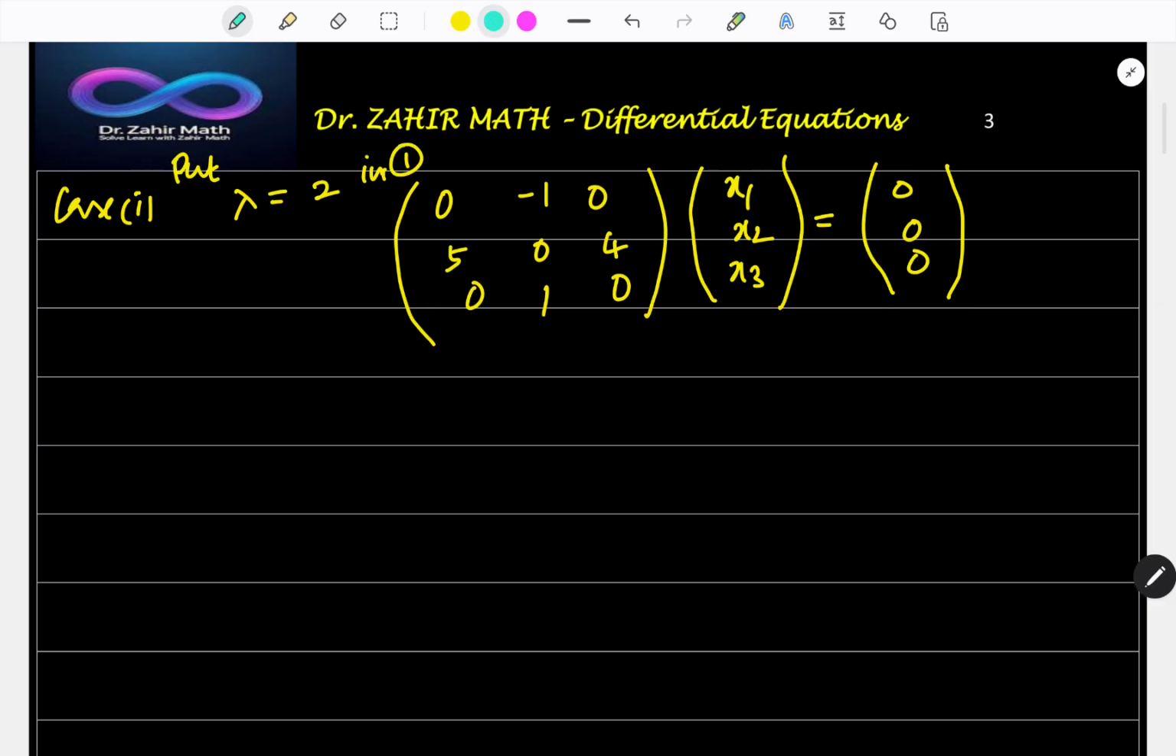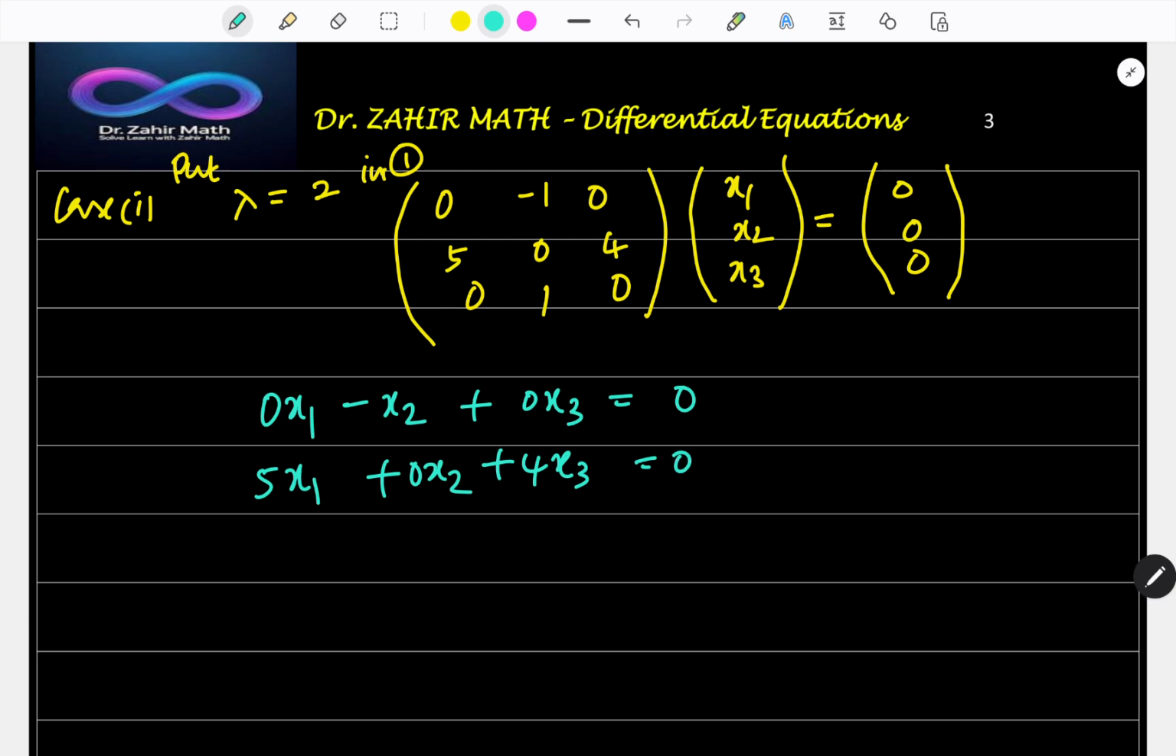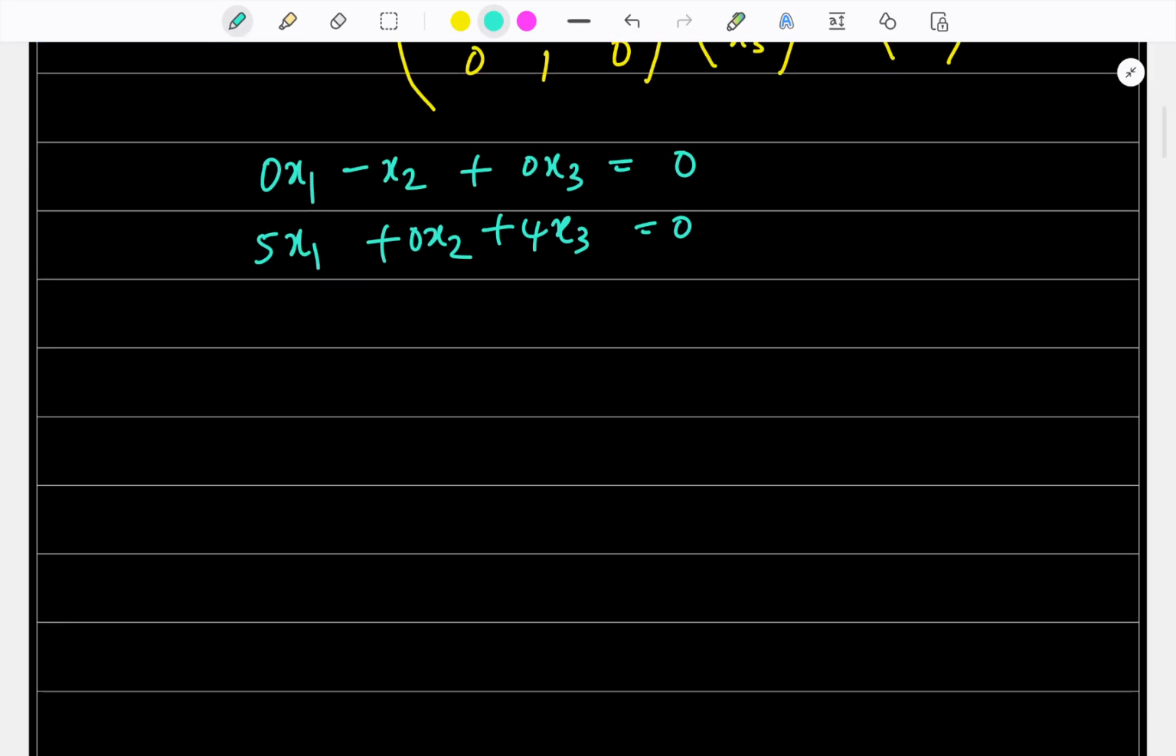So the equations are: 0 x1 minus x2 plus 0 x3 is equal to 0, and 5 x1 plus 0 x2 plus 4 x3 is equal to 0. Remember, you can take any two equations, either first and second or second and third, provided you get a non-zero eigenvector. If the first and second equations give a zero vector, interchange your choice to the second and third equations. If those give a zero vector, interchange again with the third and first equations, because an eigenvector is a non-zero vector. Keep that in mind.